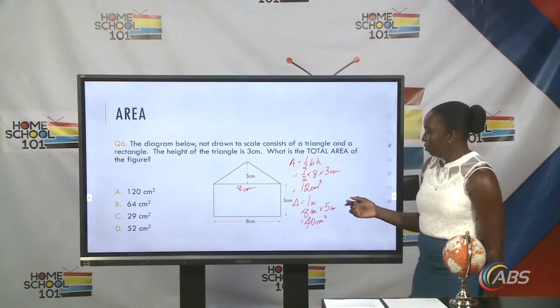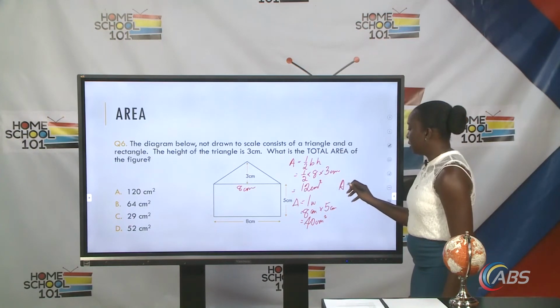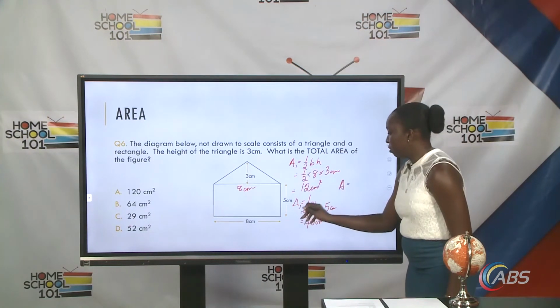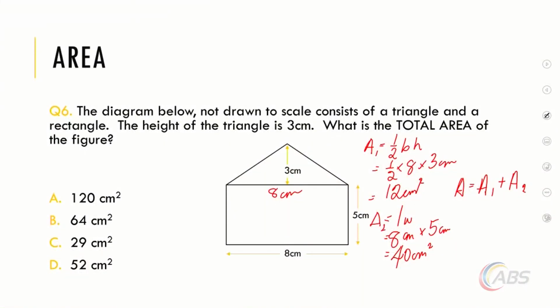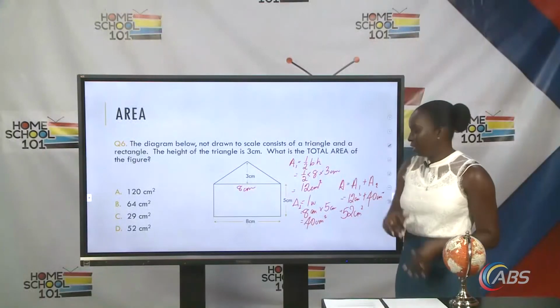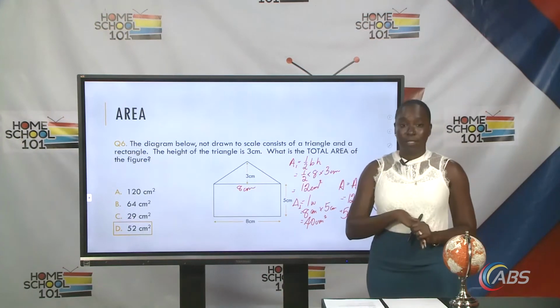And so all that's left to do is to add both parts. So the area of the figure, if we call that A1 and this one A2, is going to be the area of the first part plus the area of the second part, which is 12 centimeters squared plus 40 centimeters squared. And 12 plus 40 gives us 52 centimeters squared. See, we're just flying through these questions. So you can see your answer there in the options. That's D, 52 centimeters squared. Okay?